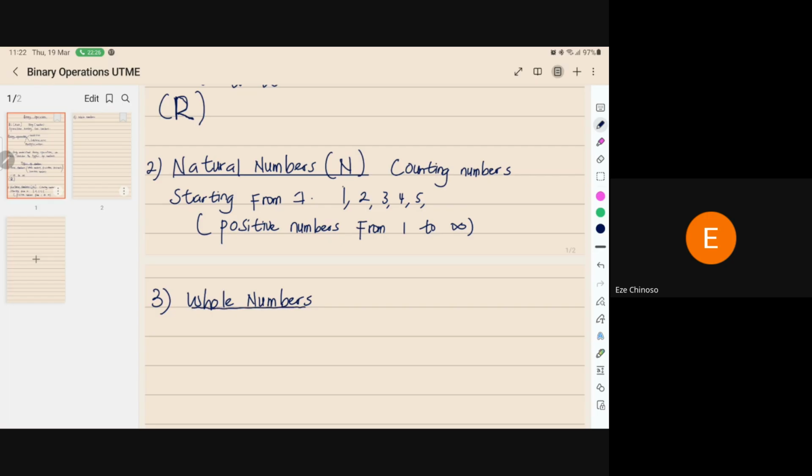So for your whole numbers, it's more like you are counting starting from zero. Or in simple terms, natural numbers including zero. Observe the difference between the natural number and the whole number. The whole number starts counting from zero, right? But it still takes cognizance of only the positive numbers. So 0, 1, 2, 3, till what? Till infinity.